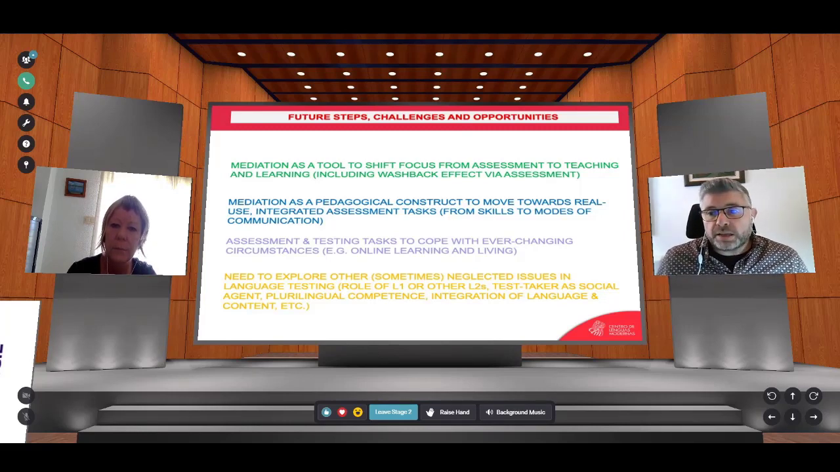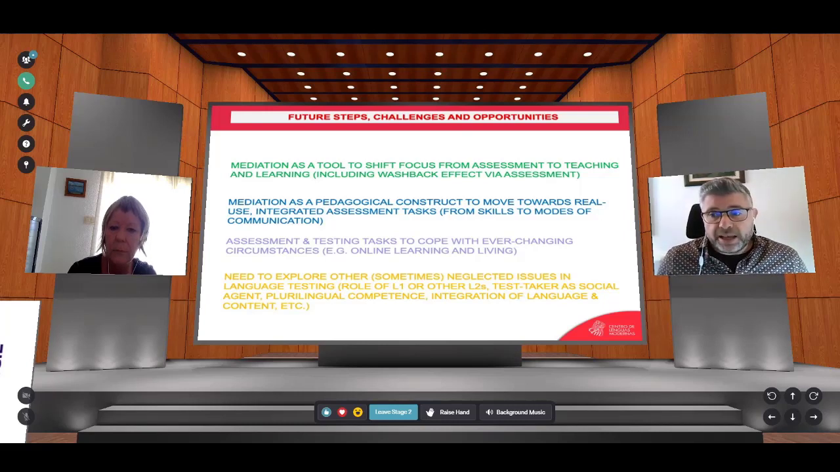Mediation is very complex, it's multifaceted, it's a pedagogical construct that may be difficult to integrate in teaching and assessing, but at the same time, it gives the opportunity to move towards a more integrated view on assessment, from skills to modes of communication. And the two tasks that we showed are proof of this integration of skills.